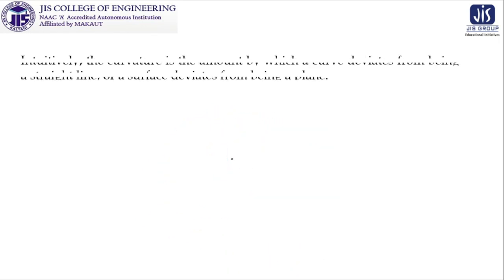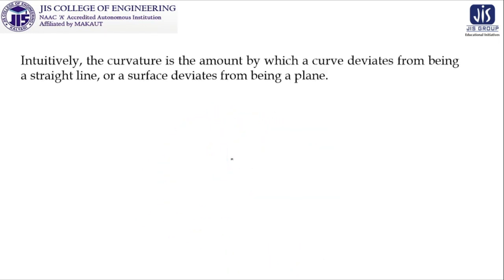So what we see is that intuitively the curvature, this is our topic today, is the amount by which a curve deviates from being a straight line, or a surface deviates from being a plane. It means if you have a straight line over here, then there is no deviation at any point, because it is already a straight line.